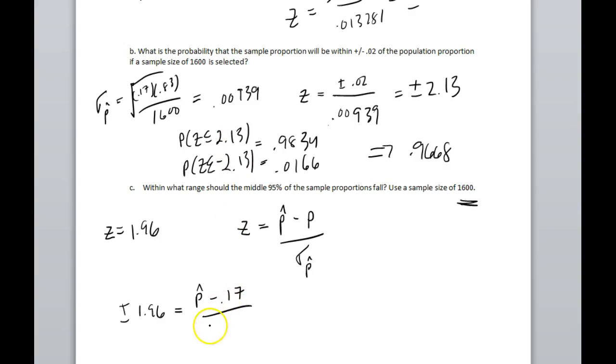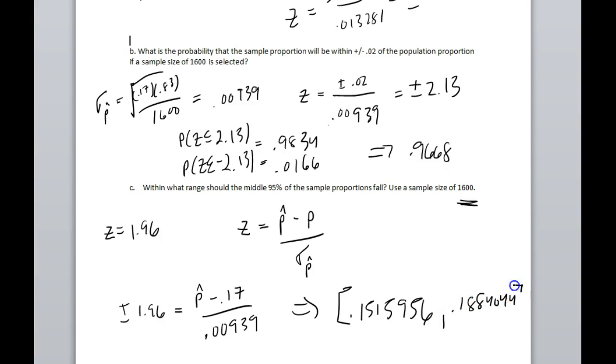So sigma p hat is going to be this 0.00939. And then if we solve for this, this is eventually going to give us the interval from 0.1515956 all the way to 0.1884044.